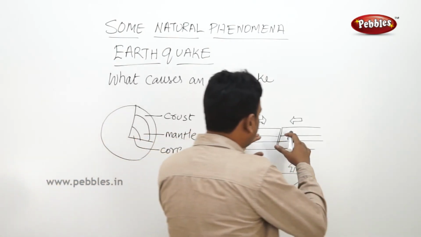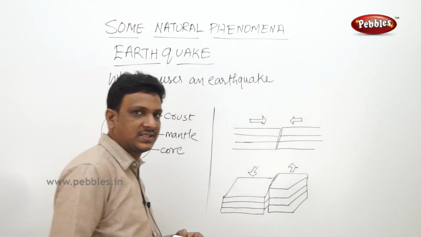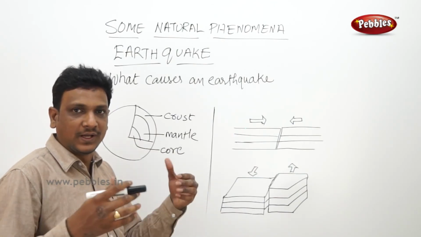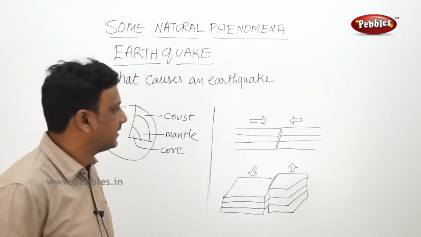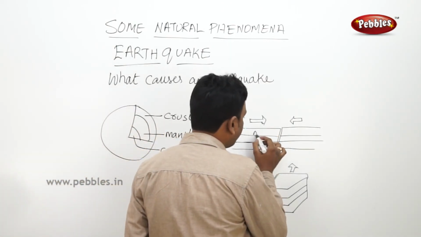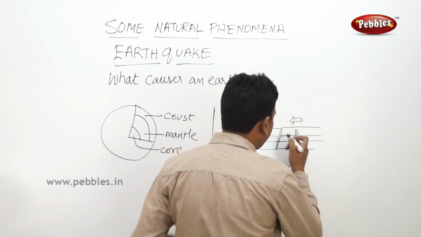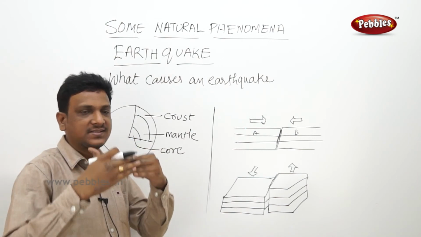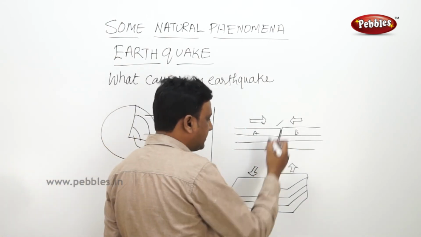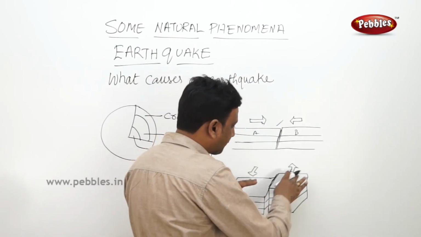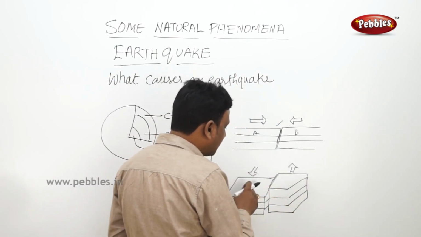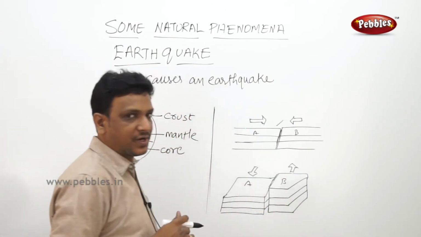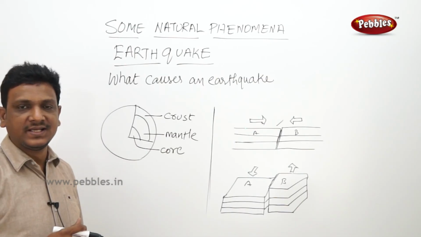There is a continuous movement in the plates. When two plates brush past or collide together, it leads to an earthquake. In this first case, see the movement. This is plate A, plate B. These two plates are colliding, hitting each other, and they may slide on each other like this. This causes the earthquake. In the second case, they are brushing. This one is moving in this direction, and this one is moving in this direction. So they are brushing. This also causes an earthquake.